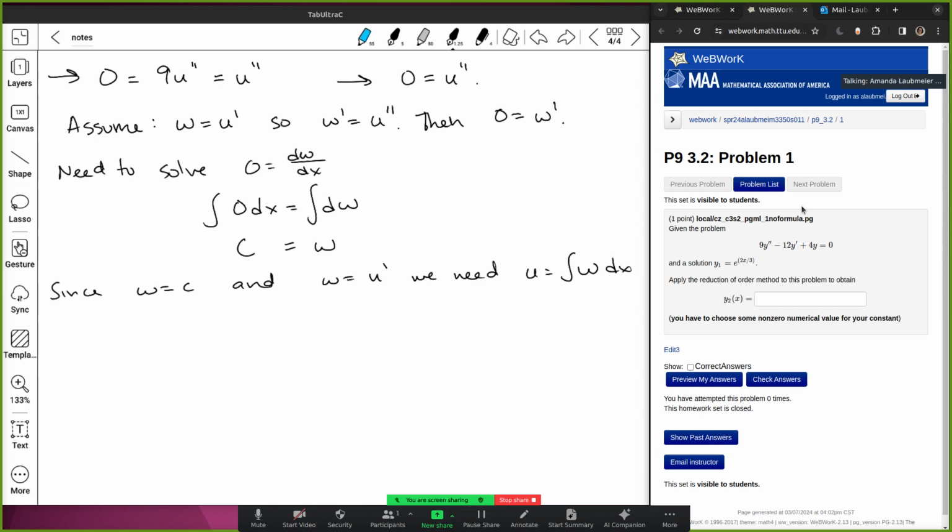We want to find u in the end. So since we assumed w was the derivative of u, we can go ahead and integrate w to get u back. So we're going to say, okay, u is the integral of w, which is the integral of some unknown constant with respect to x, which is going to be whatever that constant is times x. So at this point, we know what u is.